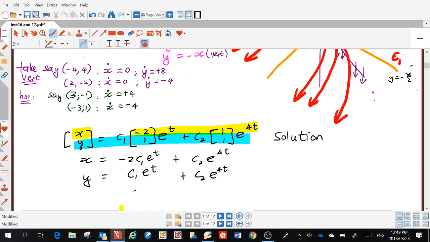Basically, it's e to the 4t, e to the t there. Can we solve for t directly? Can we solve explicitly for t?